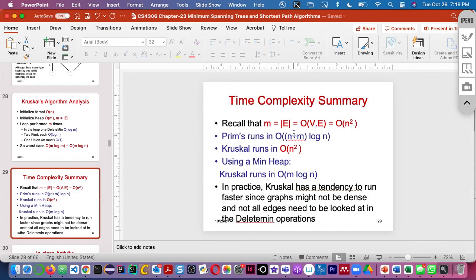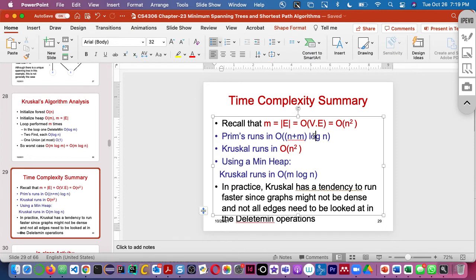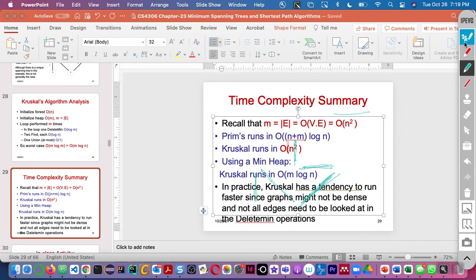Prim's algorithm takes m plus n log n. In that case Kruskal's algorithm runs better, but in the worst case Kruskal's algorithm runs in n squared. What is n squared? Actually, let me write it down. Write it now, please.